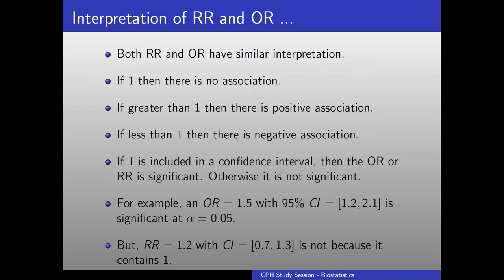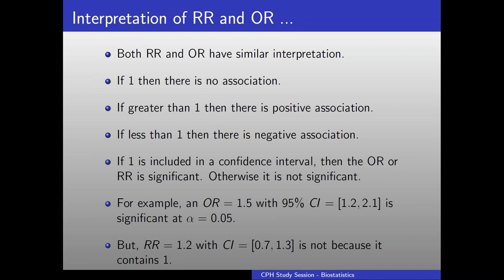So risk and odds ratio have similar interpretations, although they have vastly different applications. If the value of the relative risk or odds ratio is 1, then there is no association between the risk factor and the outcome. If it's greater than 1, there's a positive association, and if it's less than 1, there's a negative association. How do you check for significance?